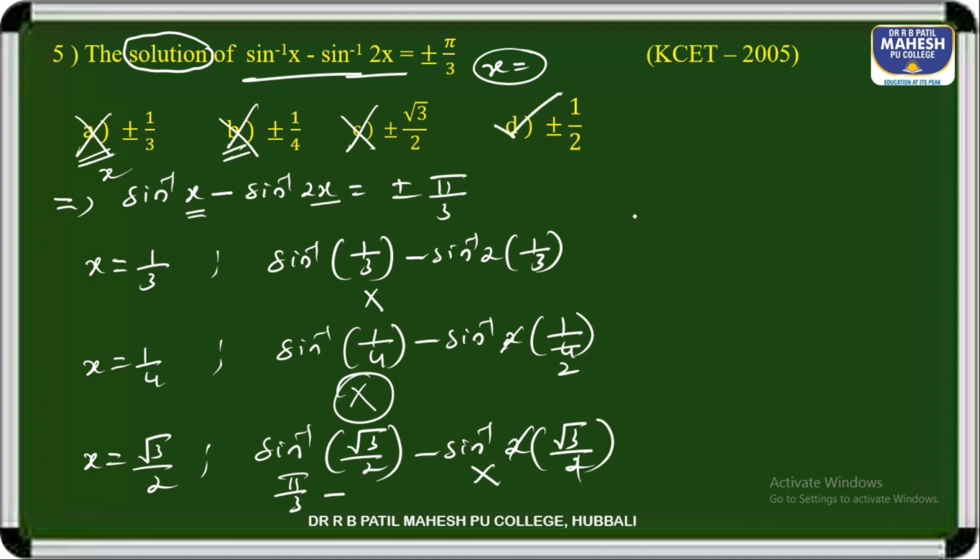If you want, you can check by taking x equal to 1 by 2 in the given expression, that is sin inverse x minus sin inverse 2x, and I am sure that you are going to get either pi by 3 or minus pi by 3. For x equal to 1 by 2, you will get any one. Then you can check minus 1 by 2 also, you will get either plus pi by 3 or minus pi by 3. This is not necessary because it is a CET question. Already you got to know that option D is going to be the correct. This is the solution for the fifth question.